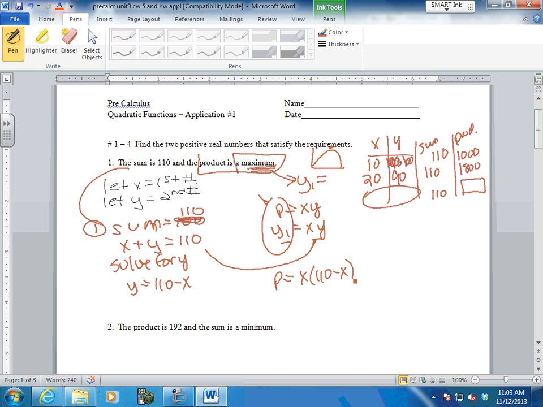You can leave it like this when we put it in your calculator, but I want you to notice, what is x times negative x? Negative x squared. There's where your parabola is turning. Plus 110x. See your parabola turning? It's opening down. Now, we're going to put this in your calculator.